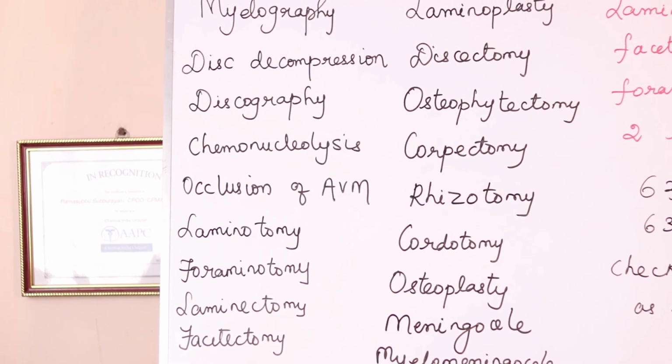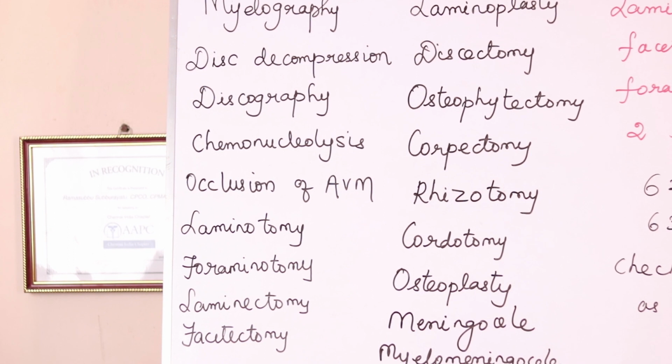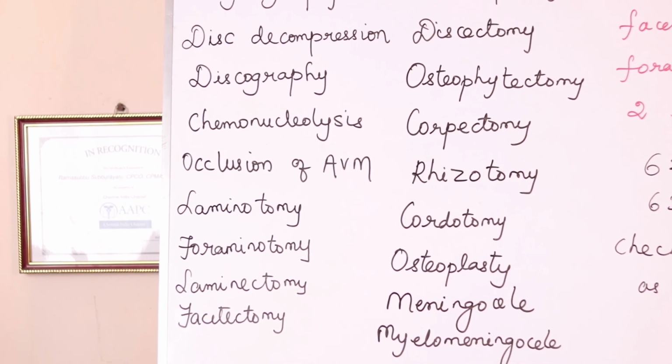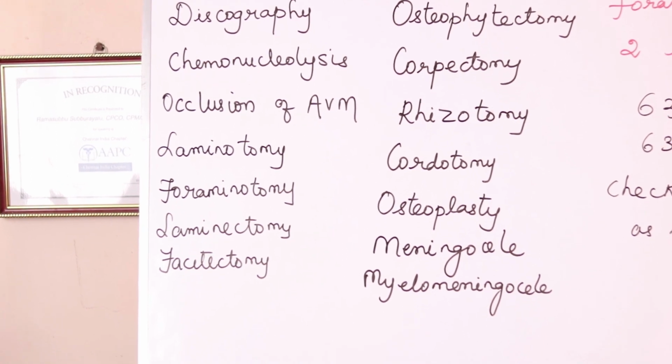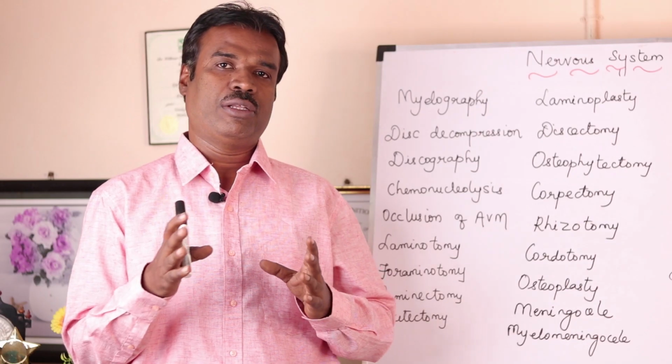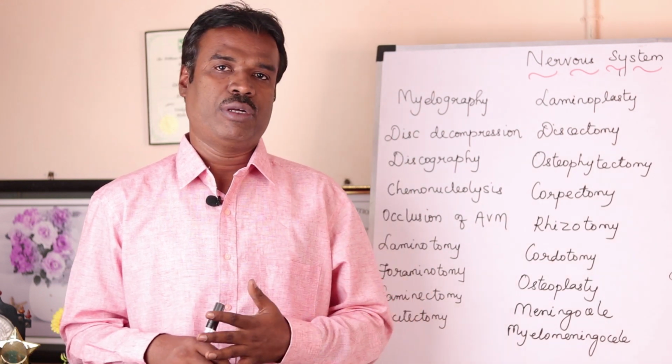Let's see some more terms. First thing is a myelography. We know the spinal cord is termed as myelo. So here the physician is going to inject a dye and visualize the entire spinal cord, to see if there is any pathological condition associated with this. That's called a myelography.